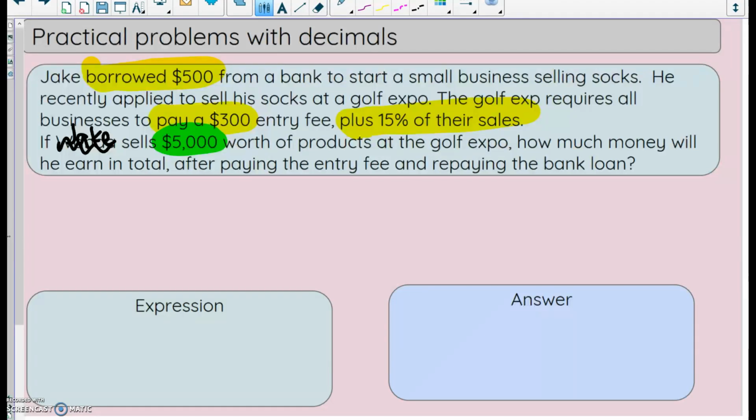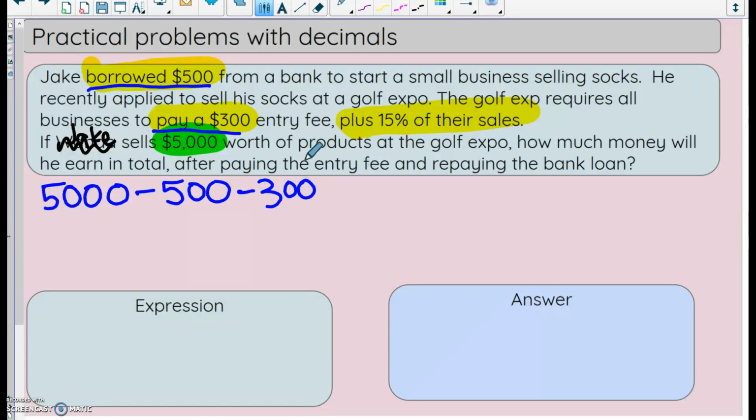So he made $5,000. Those are his sales. Now let's talk about what we have to subtract. So he borrowed $500, so from this $5,000, we're going to be subtracting $500. Again, he has to pay a $300 entry fee, so that is a negative number. He has to pay that. And then he also has to pay 15% of his sales.